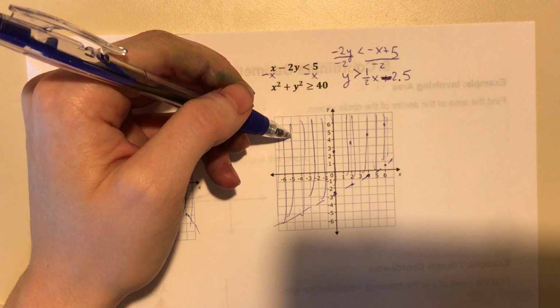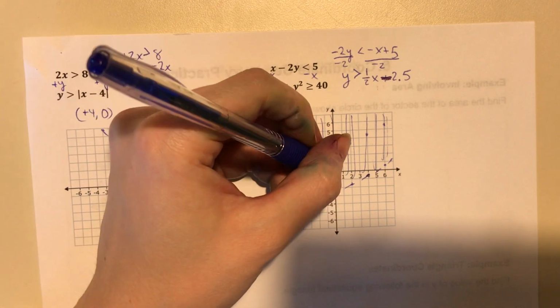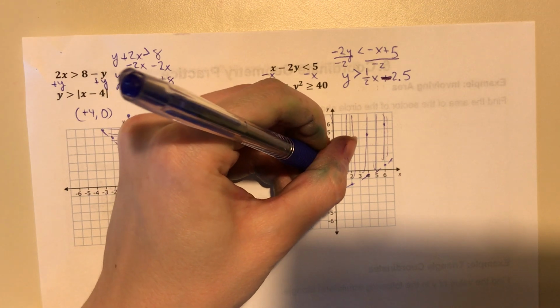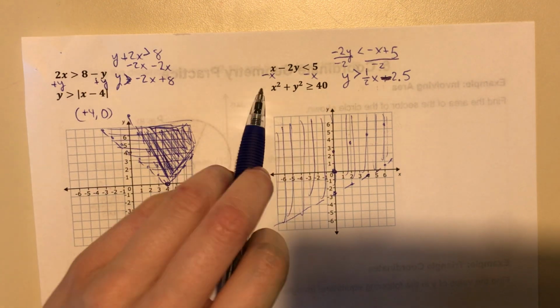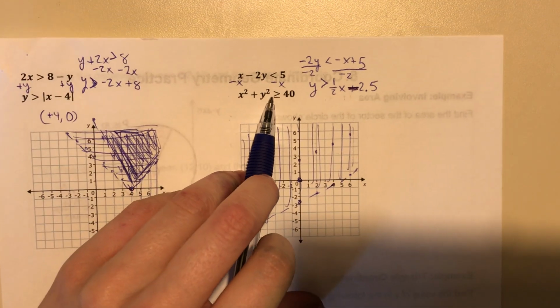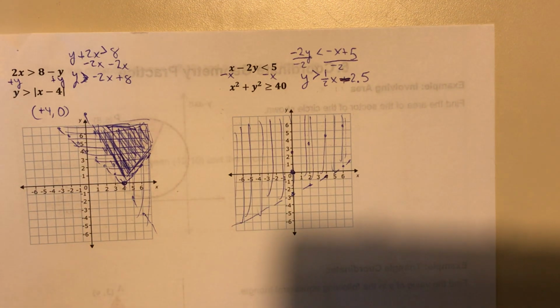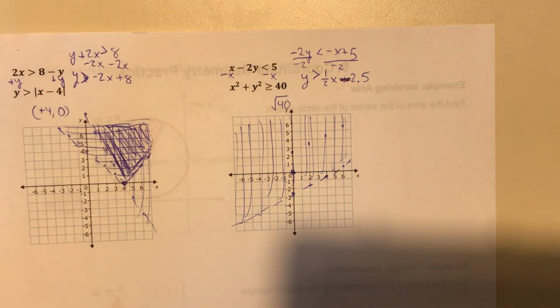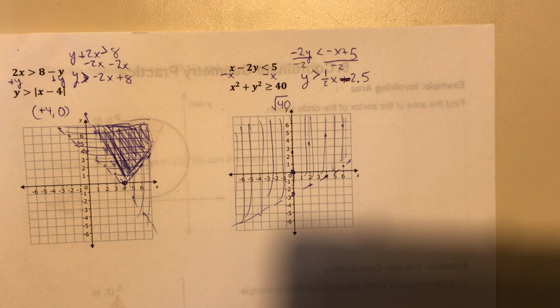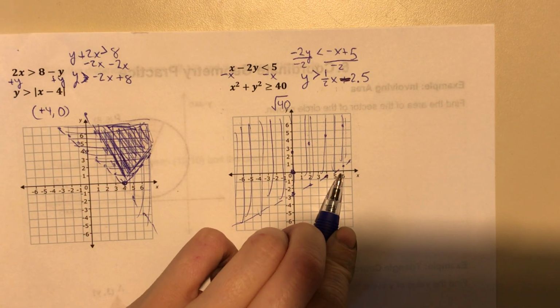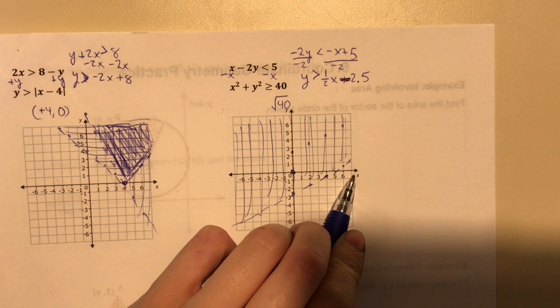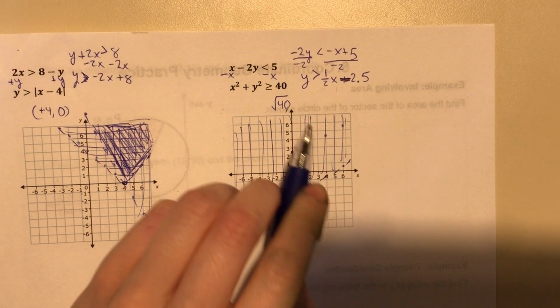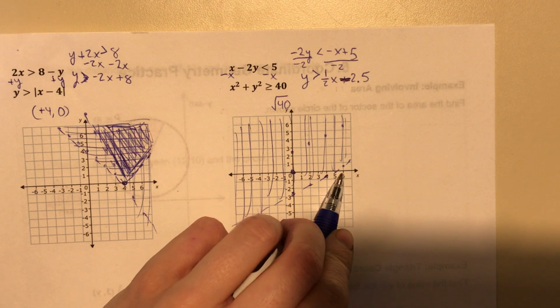All right, and then we've got x squared plus y squared is greater than or equal to 40. So that means that we have a circle and it's centered at 0 because we don't have a plus or minus on our x squared or y squared. Greater than or equal to 40. Well, that means that our radius is the square root of 40. And we say, well, what is the square root of 40? Well, we know that the square root of 36 is 6, and the square root of 49 is 7. So we know the square root of 40 is going to be in between 6 and 7.